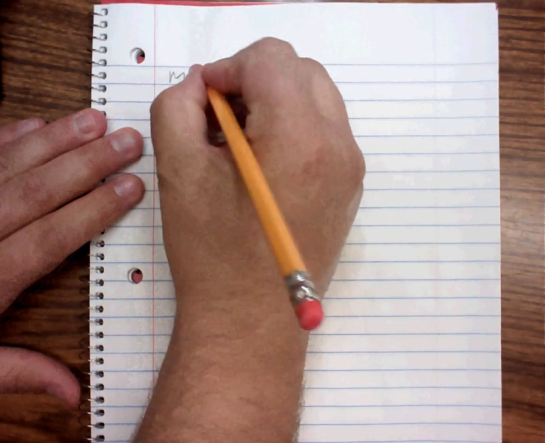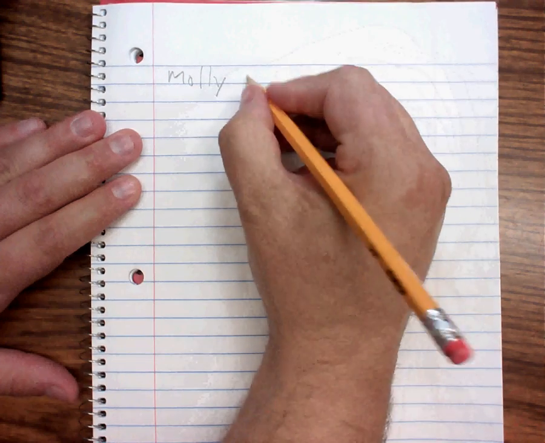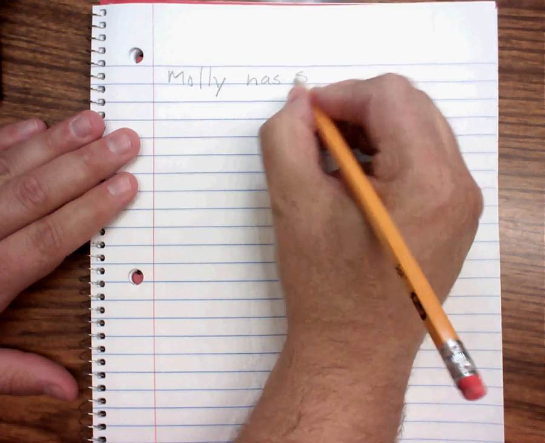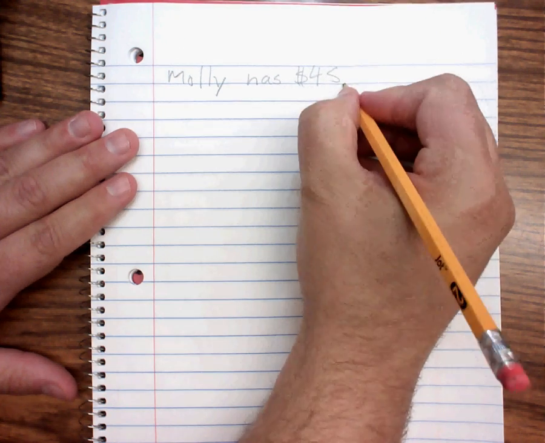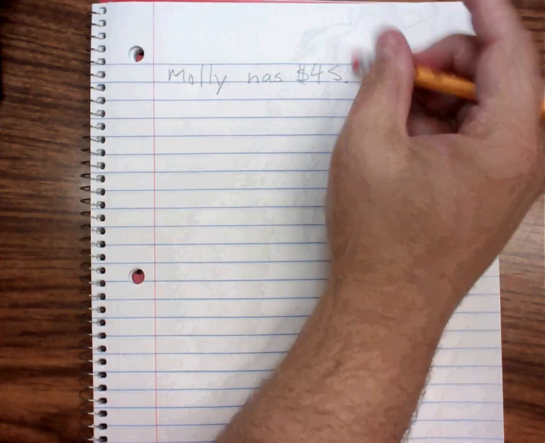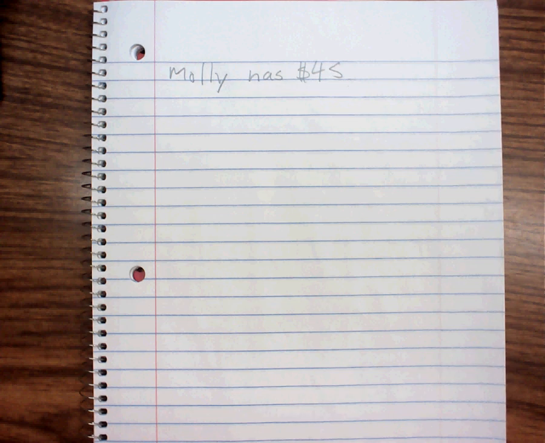So let's do another example. This one says Molly has $45. I'm going to stop right there. That's before I even finish the sentence. What do you think we might do with that 45?